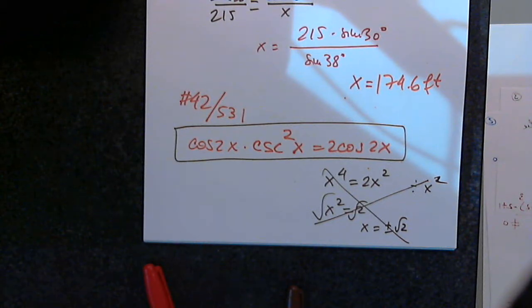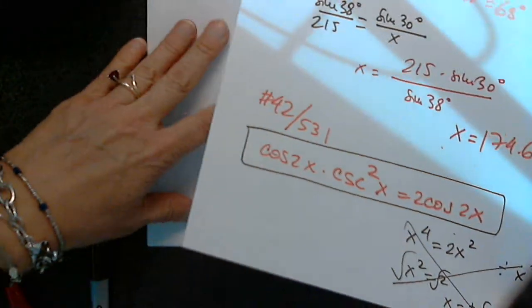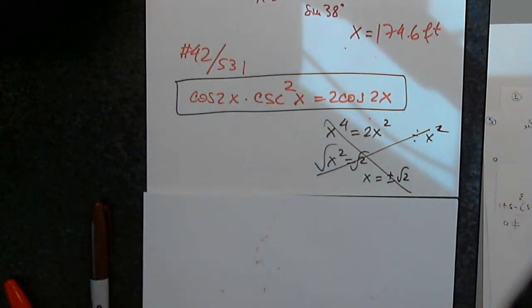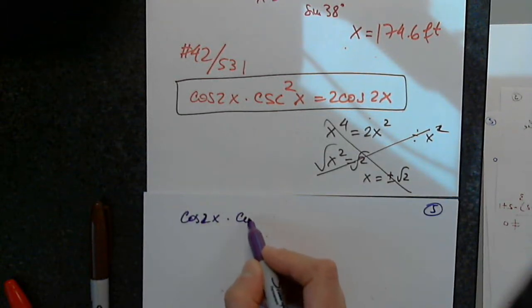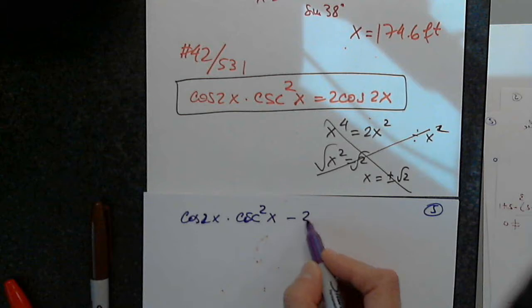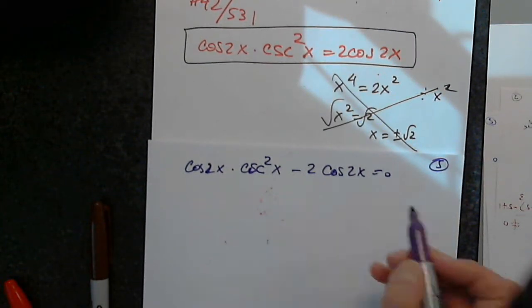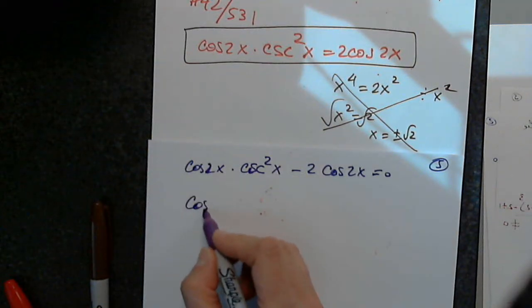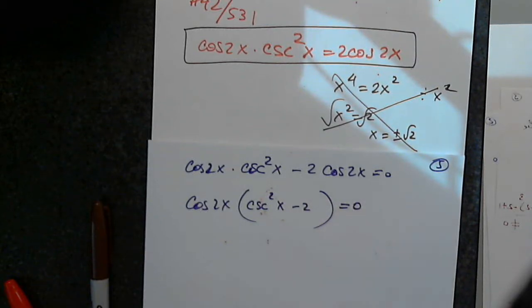At least one of these, or maybe more than one, has to be applicable. So I'll have to set it equal to 0, because I have no other option. If I don't set it equal to 0, then I won't be able to do anything. So I have cosine 2x multiplied by cosecant squared x minus 2 cosine 2x equals 0. And I am halfway through, because I will factor out cosine 2x, and I have in parentheses cosecant squared x minus 2 equals 0.